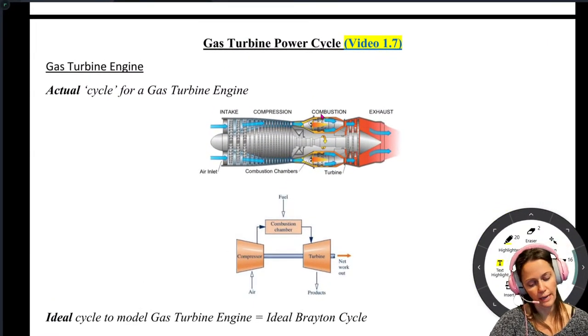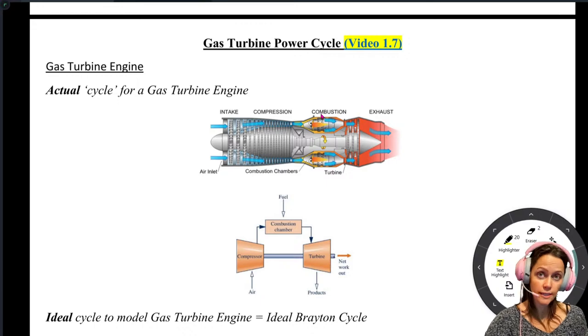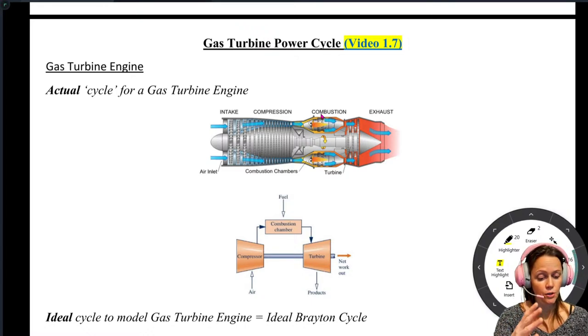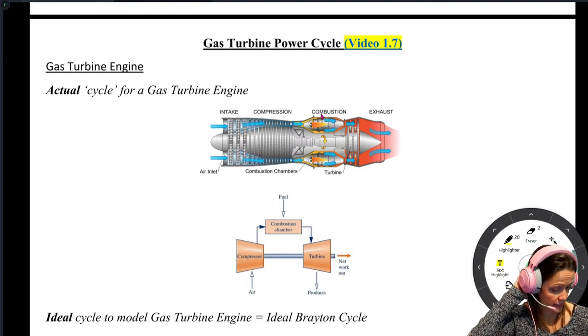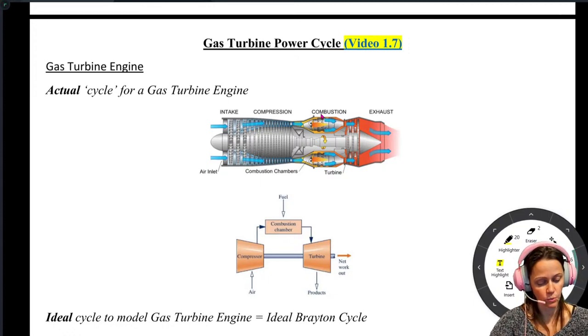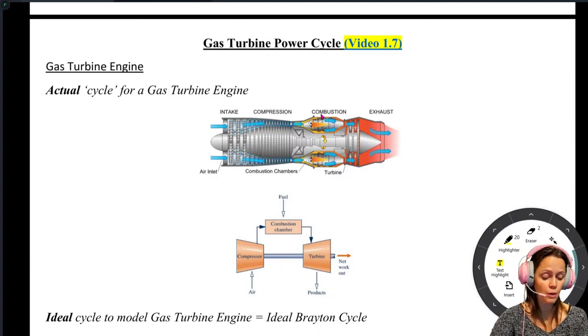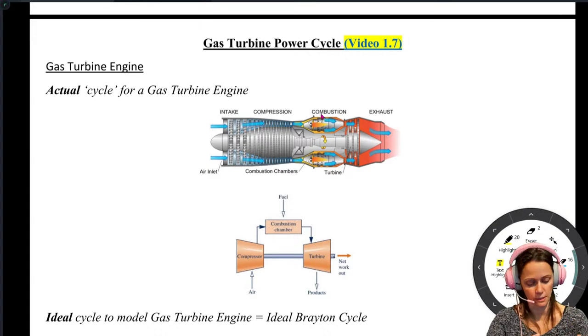Now we're going to talk about the gas turbine power cycle. So this is a different setup. The Otto cycle and the diesel cycle are both modeling reciprocating engines, so piston cylinder type arrangements. When we apply our first law, we model it as a closed system, right? That's not the case with a gas turbine power cycle. We are modeling it as a closed loop, but with devices which, when analyzed separately, are analyzed as open systems.